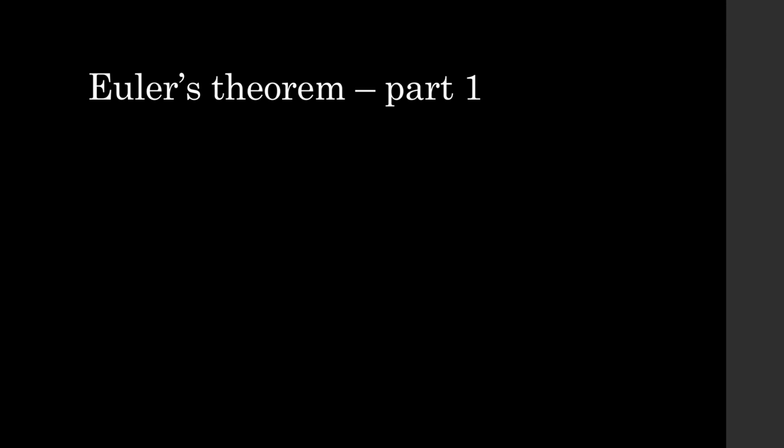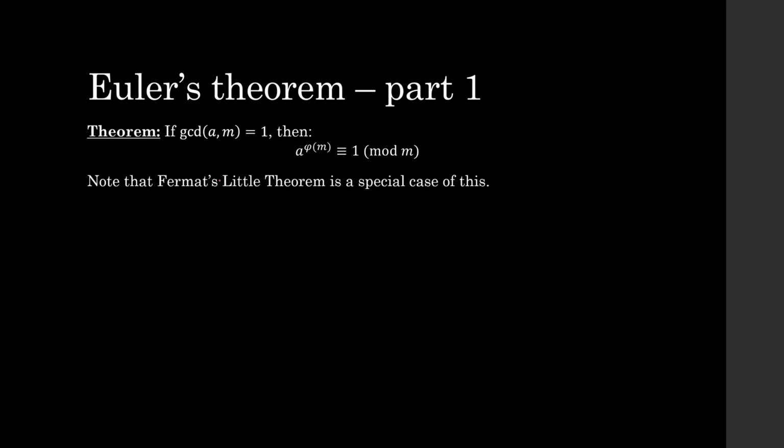So with that in mind, with those tools, we can actually look at Euler's theorem. Euler's theorem is just a more powerful sort of Fermat's little theorem. It says that if the greatest common divisor of a and m equals 1, so we're not even considering a p here, then a to the totient function of m is congruent to 1 mod m.